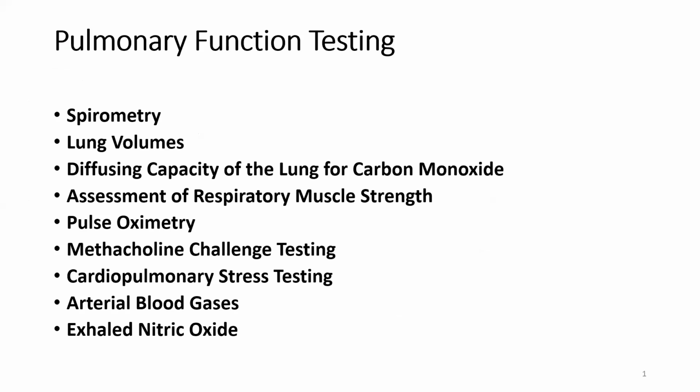This is a brief summary of the pulmonary function test as an introduction to understand some points in the cardiopulmonary investigations for a case of systemic sclerosis. Pulmonary function testing includes spirometry, lung volumes, and diffusion capacity for carbon monoxide. Other less commonly known pulmonary function tests are respiratory muscle strength, pulse oximetry, challenge test with methacholine, which is not performed up to my knowledge, cardiopulmonary stress testing, arterial blood gases, and exhaled nitric oxide.